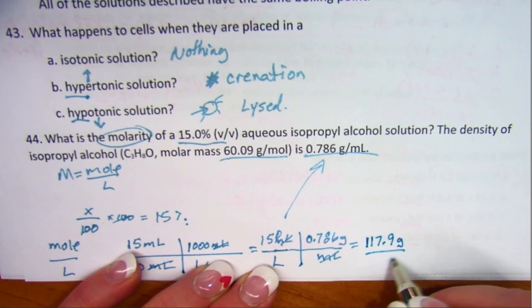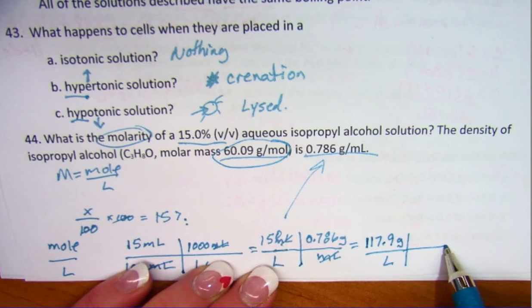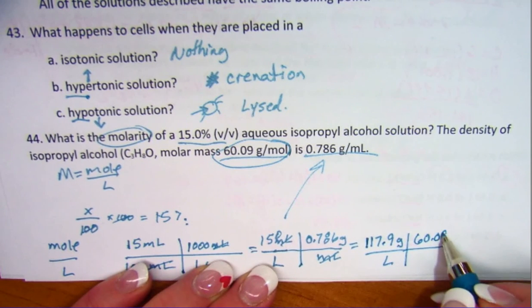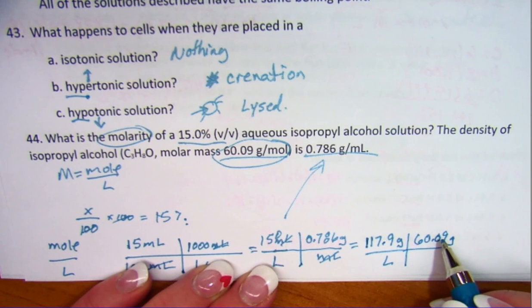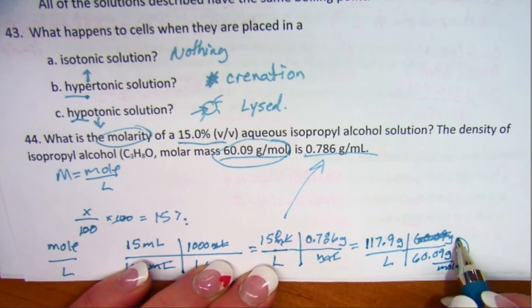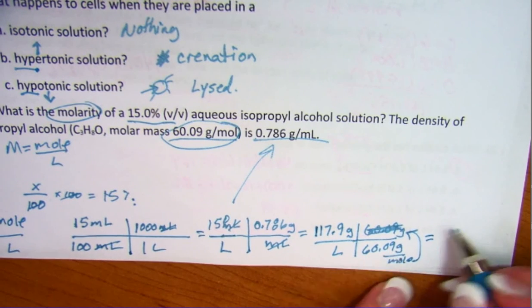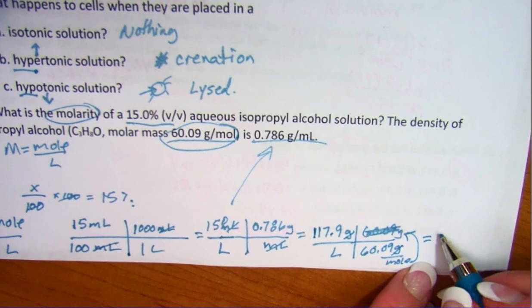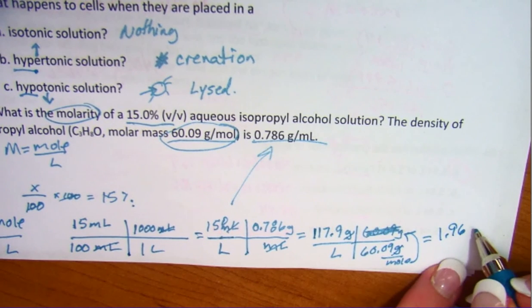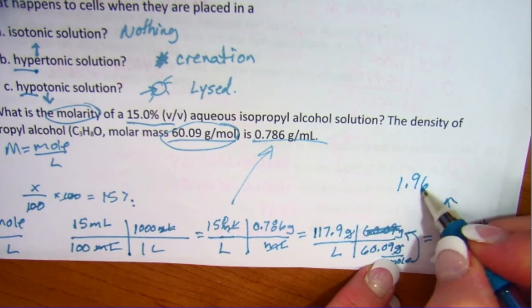117.9 grams per liter. Now it's still not moles on the top. That's where this comes into play. So I put in the next one, 60.09 grams. Whoops, put it in the wrong place. That's what happens. 60.09 grams divided by mole. That mole will actually flip up to the top. And we'll take that 117.9 and divide it by 60.09. And because grams will cancel, we now have 1.96 moles per liter, which is 1.96 molar.